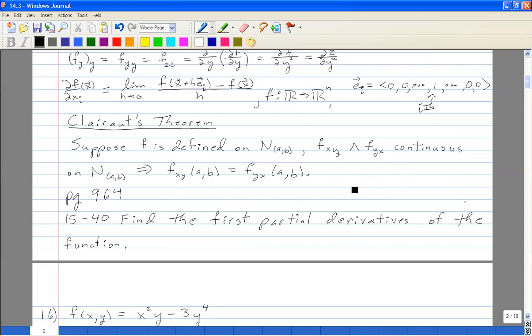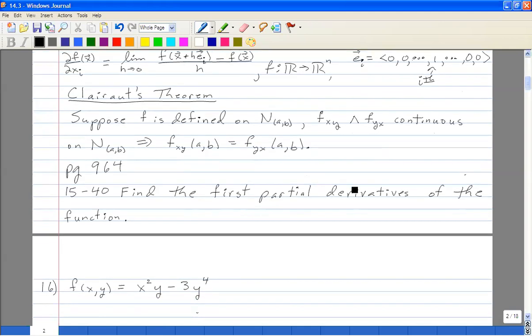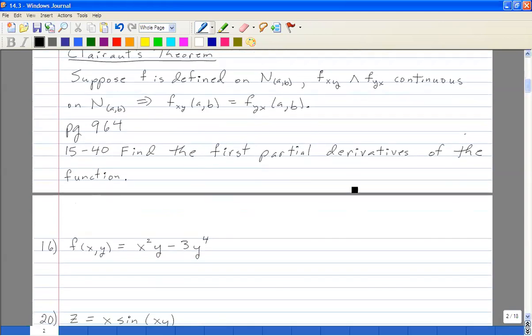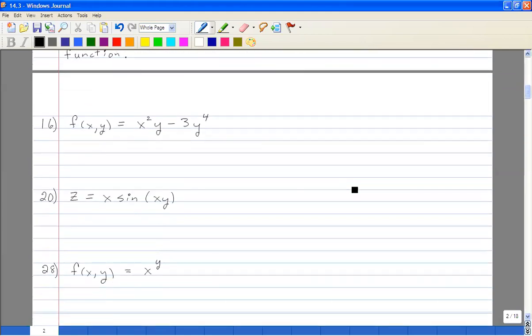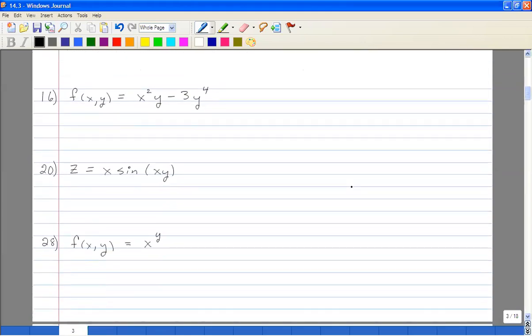Let me do, on page 964, problem number 16. In exercises 15 through 40, find the first partial derivatives of the function. So problem number 16, f of x, y is equal to x squared y minus 3y to the 4th.